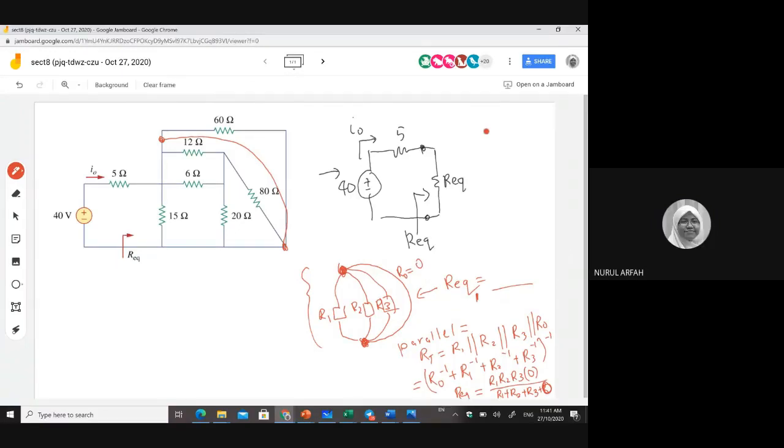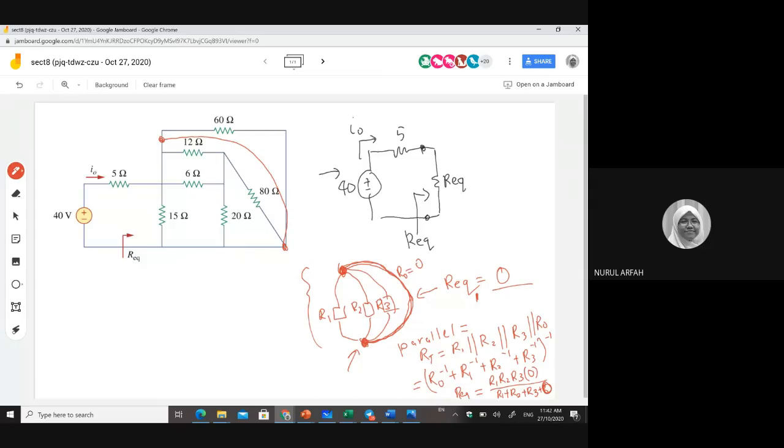Anything multiplied by 0 should be equal to 0. So the answer is 0, right? So what does it tell you here? Anything in parallel with a short circuit equals 0.